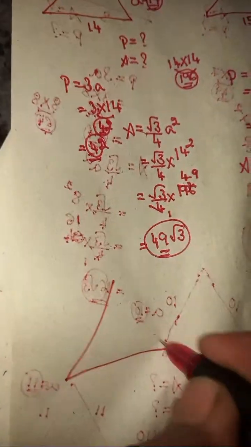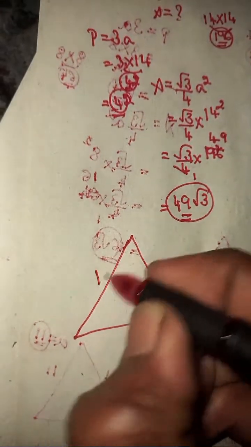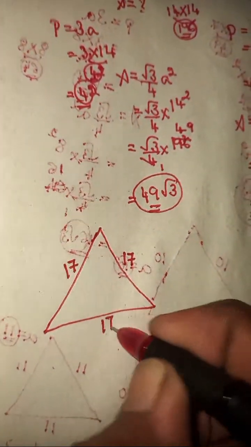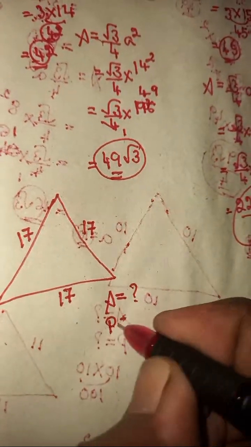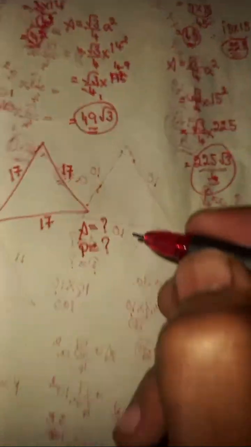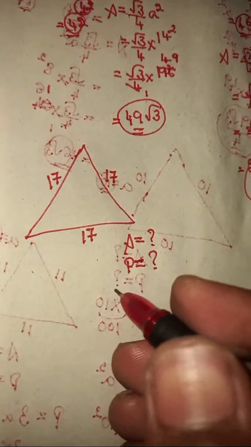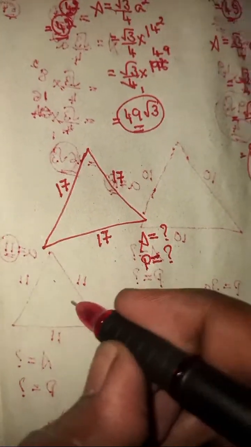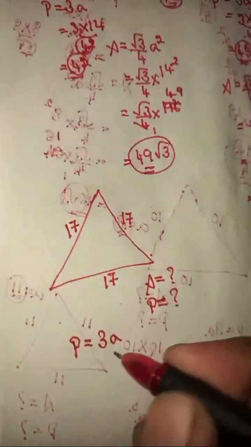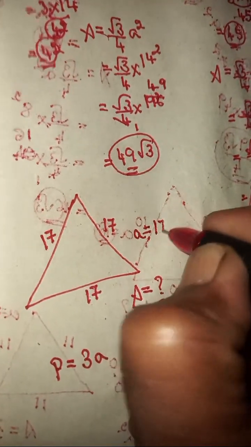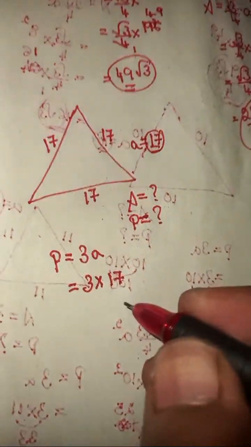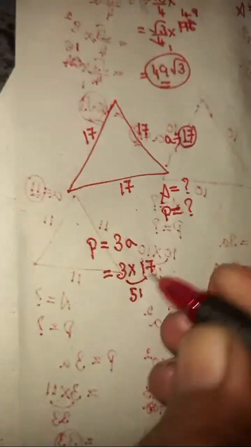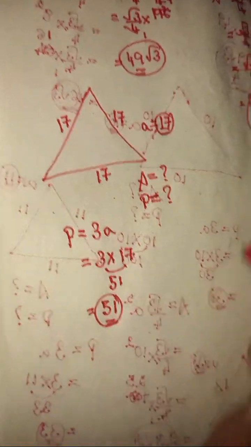Now you can take another triangle. In this triangle, all sides are equal to 17 units, and you need to find the area and the perimeter of this triangle. What's the area and perimeter? Here the perimeter is 3 times the side length. Here the side length is 17 units. You're going to get 3 times 17 units. 3 times 17 is 51 units. 51 units is the perimeter.